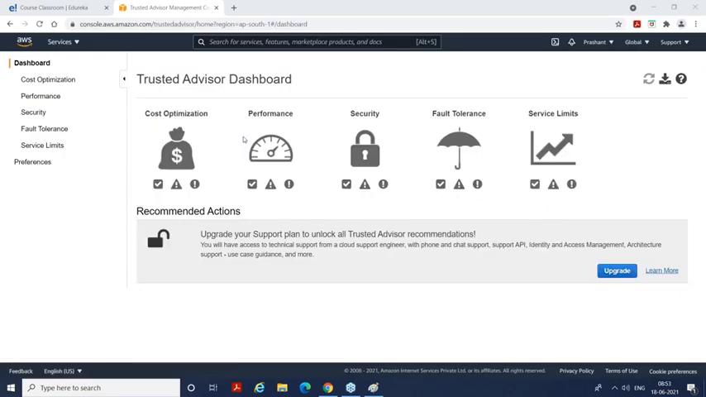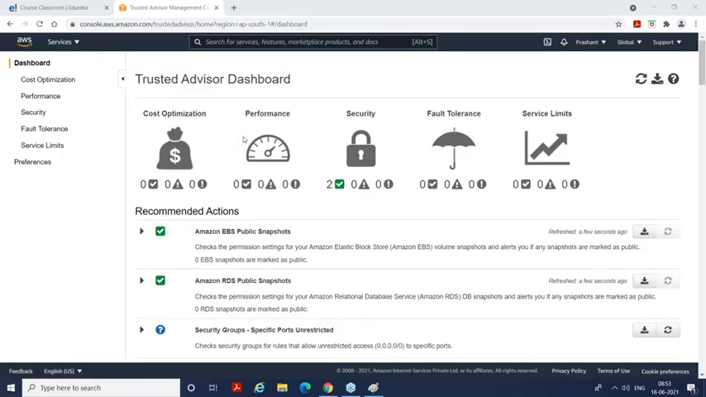So what this does is, this is using some machine learning for all the services which you're hosting on your AWS. Using that machine learning, it checks and tells you whether you are following the best practices or not, or is there a scope of improvement in your infrastructure, like cost optimization, performance, security, fault tolerance, service limit. So these are 5 areas on which this trusted advisor will give you some recommendations.